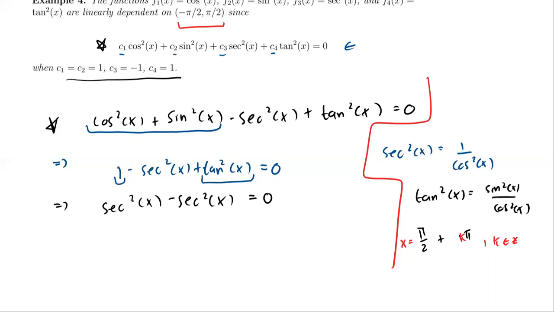Okay? So again, this is an example of a set of functions that are linearly dependent. They are linearly dependent on the interval negative pi over 2 to pi over 2. Why? Because I gave you coefficients, not all 0. In fact, none of them are 0, but you only need at least one of them to not be 0, for which this equation, when you plug in the coefficients, is always true. And we verified it's always true for all x on this interval.